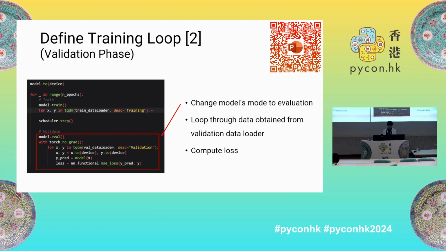Then we move on to the validation phase. Here we switch the model to evaluation mode, which turns off some training specific behaviors like dropout. Then, similar to the training phase, we feed in data and compute prediction and loss, except we do not update the model parameters.